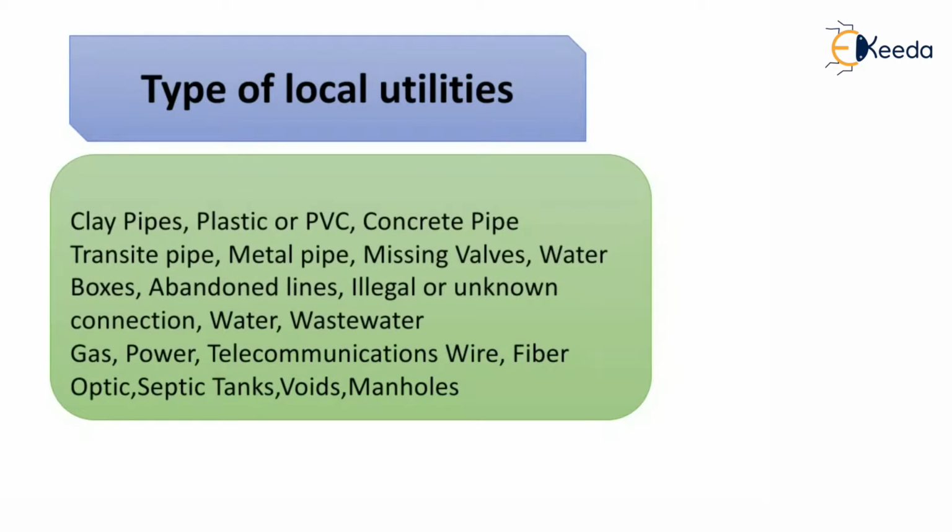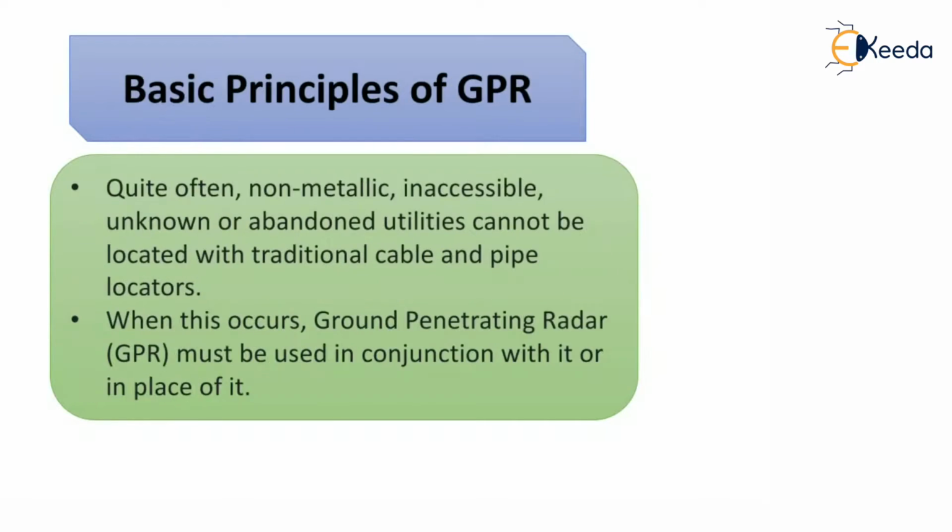Now, what are the different types of local utilities? Those are clay pipes, plastic or PVC pipes, concrete pipes, transite pipes, metal pipes, missing valves, water boxes, abandoned lines, illegal or unknown connections, water pipes, wastewater pipelines, gas pipes, power pipes, telecommunication wires, fiber optic, septic tanks, voids, and manholes. So these are the local utilities.